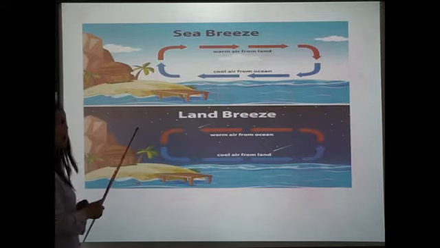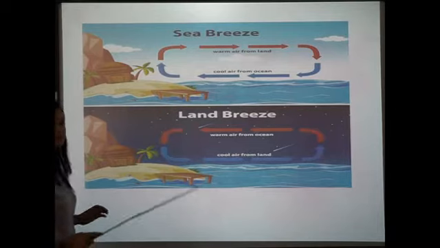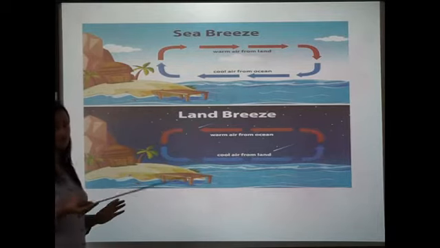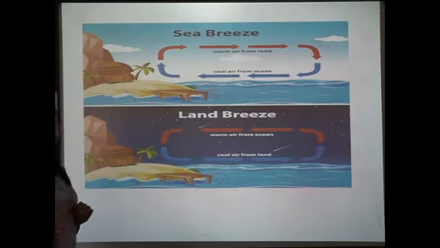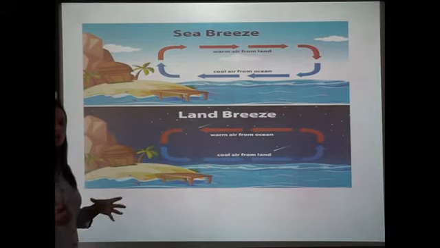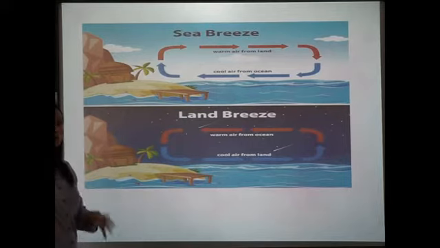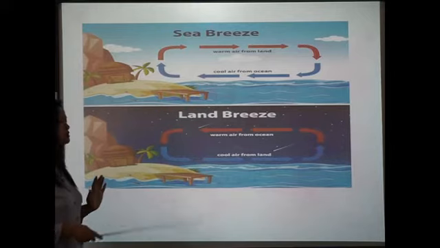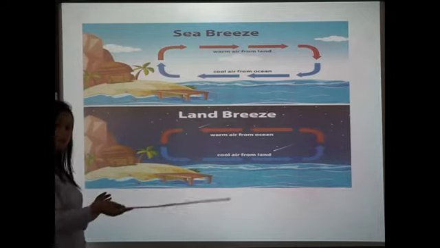takes place in the evening. When we compare land and sea, which one gets cooler faster? Obviously the land. Land gets heated faster, land gets cooled faster. As I told you, water has a high specific heat. It takes a lot of time to get heated up and a lot of time to cool down compared to land. So what happens during the night is the land would be cooler compared to the sea.